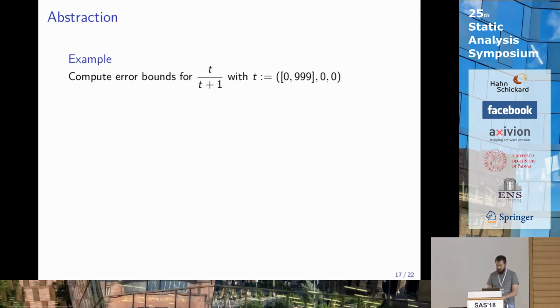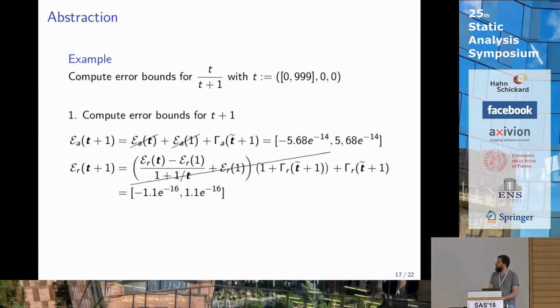Now, let's take some time to talk about an example. I want to compute the error bounds for this expression with t between 0 and 999. So our first step is to compute the error bounds for t plus 1. Here you have the expression we use for an addition, but because t and 1 do not have any errors, we can simplify them and obtain those two results. Here, for example, if we do not use this formula to compute the relative error, but try to compute it using the absolute error, we have a 500 times larger result.